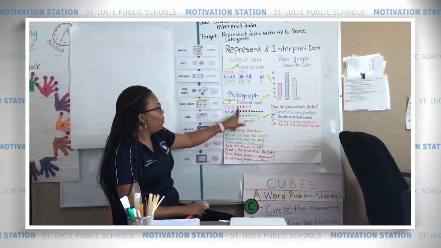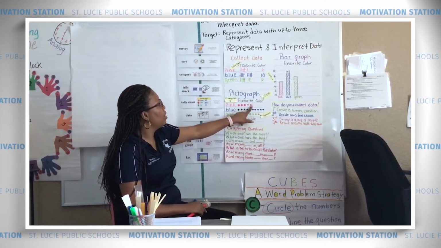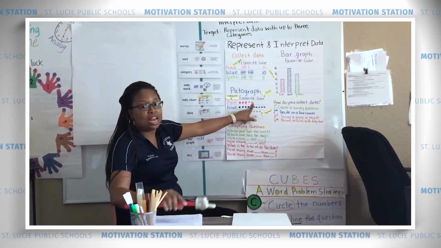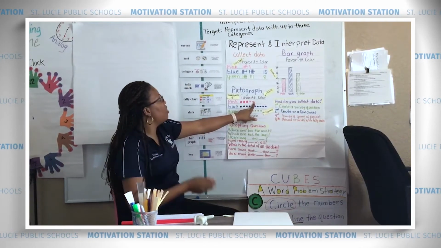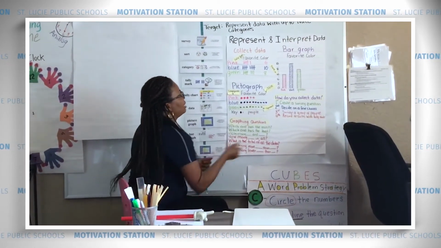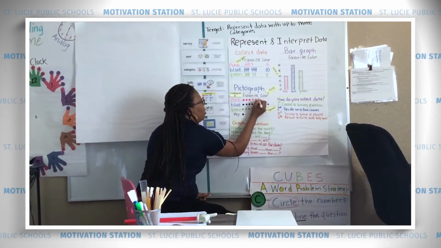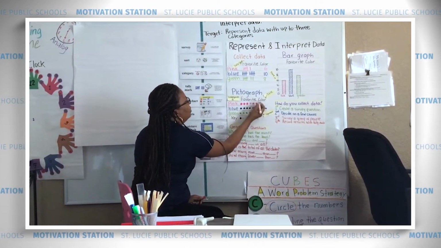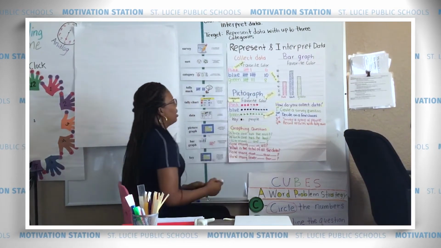Let's count them. 1, 2, 3, 4, 5. Did I make a mistake, boys and girls? We need another one. I need another one to show that there are 6. So let's put one more. So let's count again. 1, 2, 3, 4, 5, 6. Boys and girls, very good.